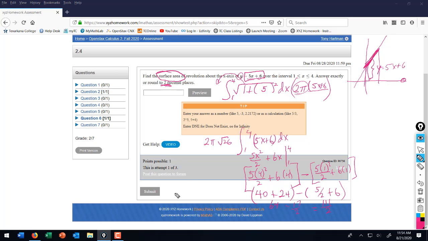Now we still have the 2 pi and the square root of 26, and of course the 2's will cancel, and so this is what they mean by you could answer exactly. So our exact answer would be 111 pi times the square root of 26. Now it doesn't matter what order you put these three in, as long as you have them like that.